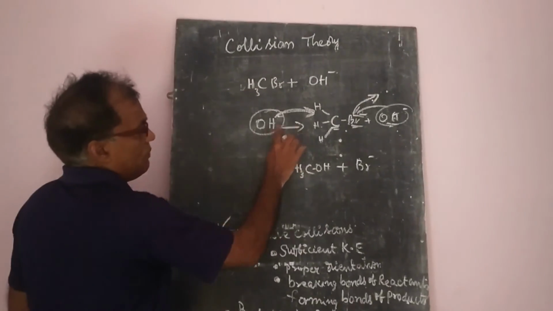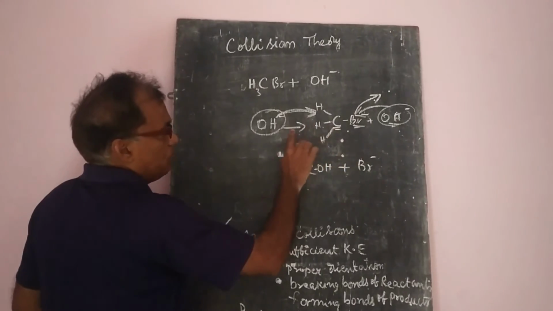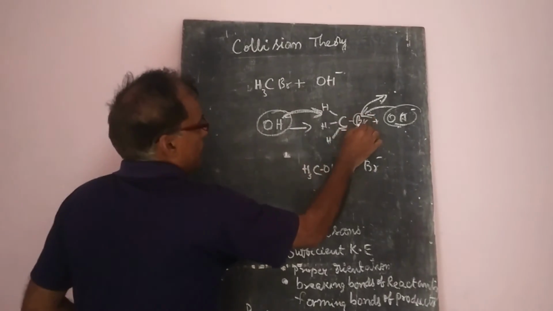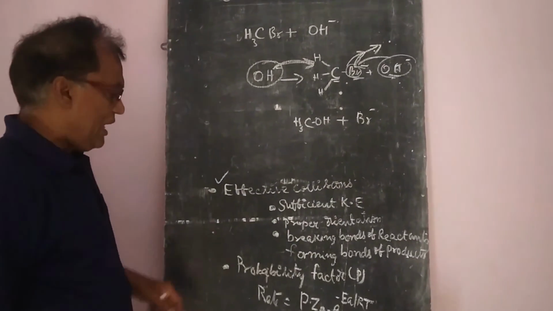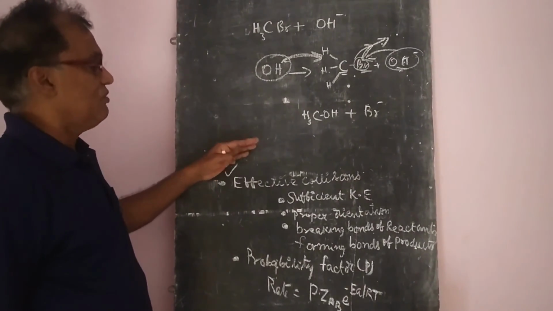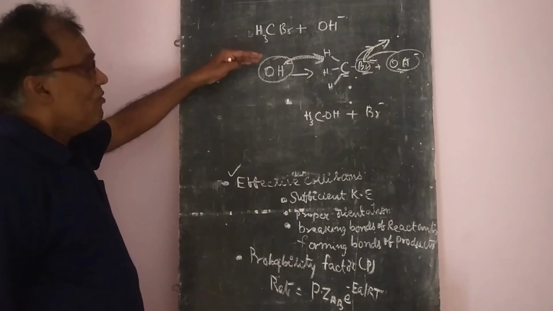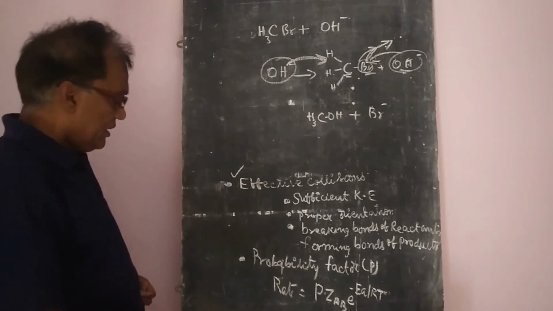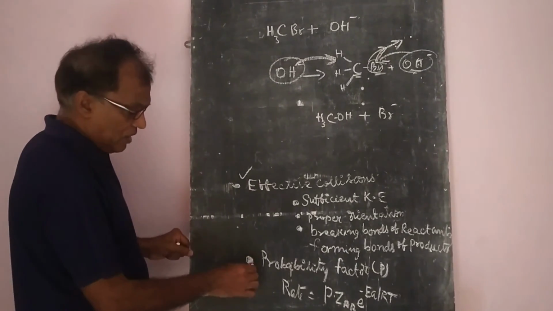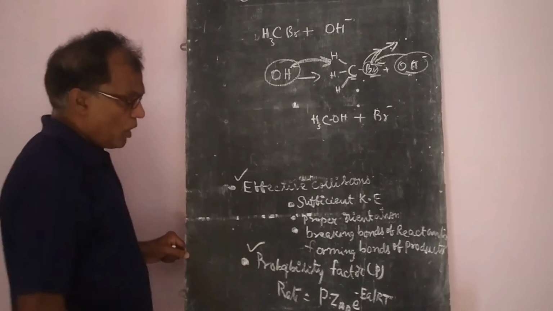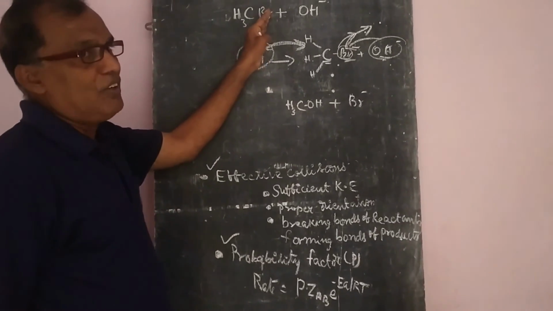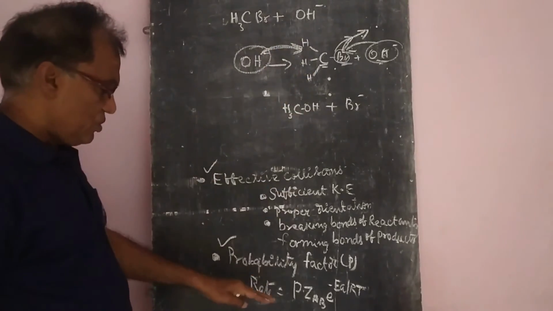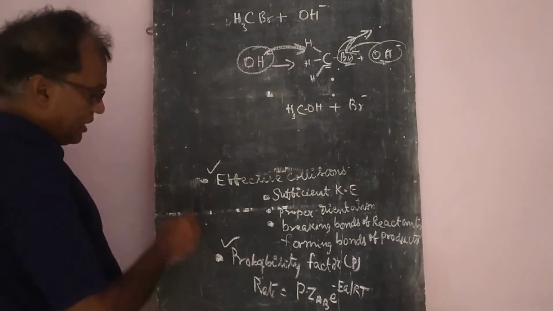That means formation of a bond and breaking of a bond, both should be there. Here the bromine bond is broken and the OH bond is forming. Like this, effective collisions take place. While considering effective collisions, there is one more factor, called the probability factor. That means what is the probability of formation of these products. That also affects the rate of reaction.